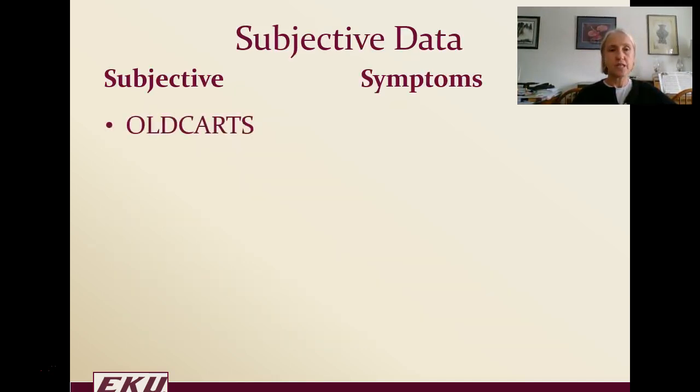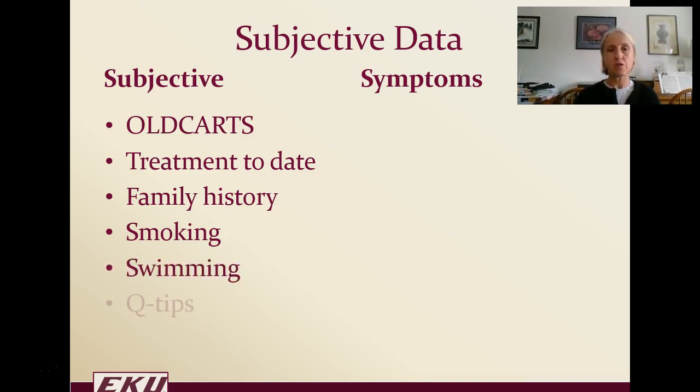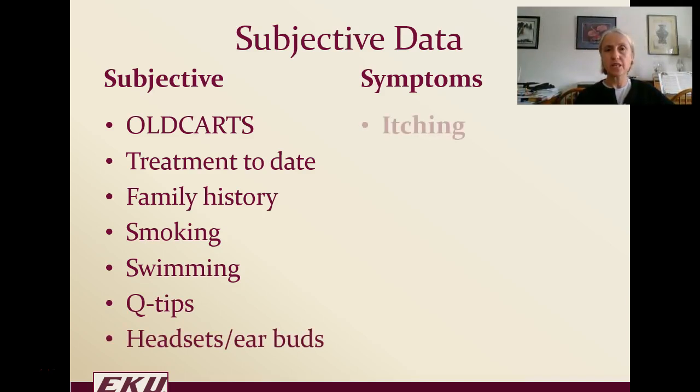So in subjective data, we always do the same. You do your OLD CARTS. What have you tried so far? Most people have tried something before they get there. Sometimes these come on very quickly. You want to see if there is a family history. You always look at smoking history, as always, and infections, and then swimming or moisture in the ears or Q-tips or earbuds. So you assess for all those things.